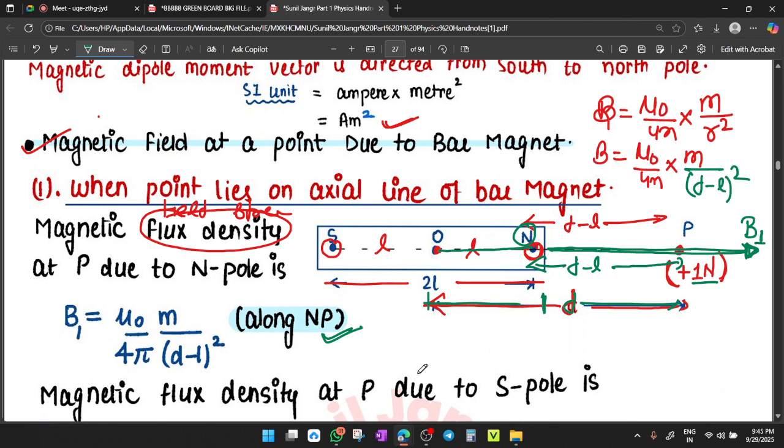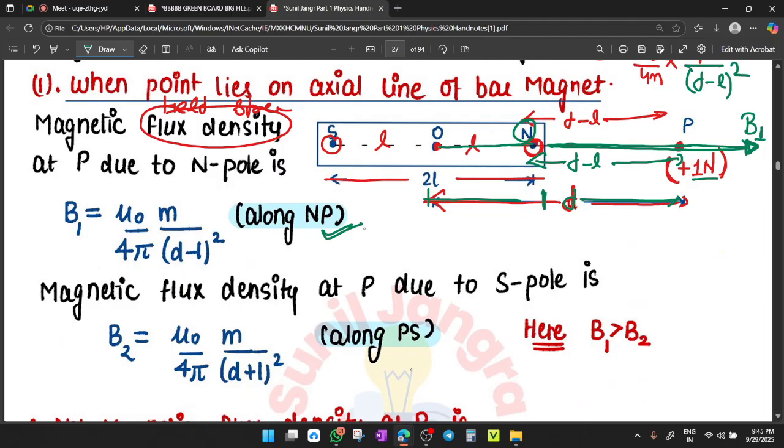Now the second one, the south pole. You see the south pole has the distance from this point P as D plus L. The distance up to here is L, then it is completely D. So the total distance will be D plus L whole square. Okay? Nitin, is it clear? So this is the formula: B2 equals mu naught upon 4 pi, m upon (D plus L) whole square. So this is the south pole. South pole will attract the unit north pole. So the direction will be towards the south pole, B1 and B2, right?